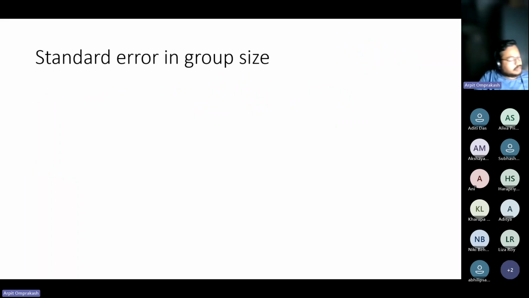So the standard error is basically given as sigma by root over n, where n is the number of samples and sigma is the standard deviation. Right.